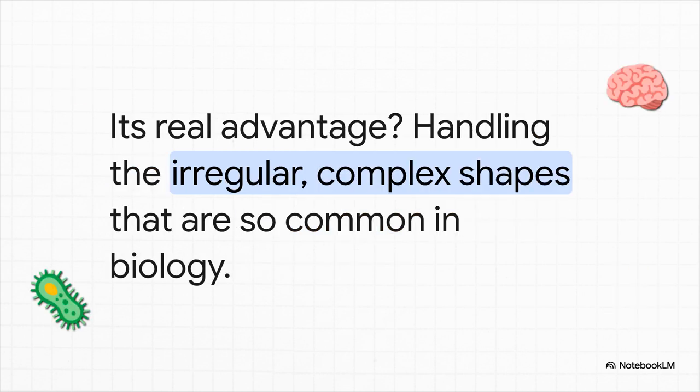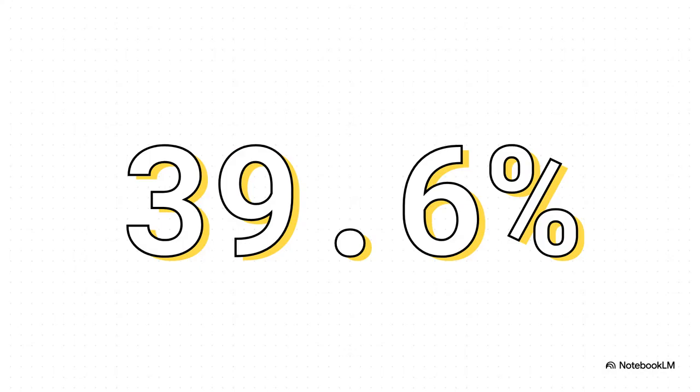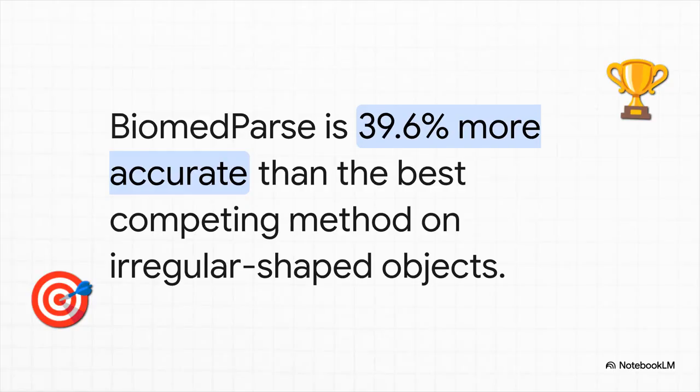But here's its real superpower, the thing that makes it so incredible. Because it's not trapped inside a rectangle, BiomedParse is amazing at identifying the messy, complex, irregular shapes that are just the reality of biology. And we can actually put a number on that advantage. 39.6%. That's how much better it is. When you look at those really tricky, non-rectangular objects, BiomedParse is almost 40% more accurate than its closest competitor. We're not talking about a small improvement here. This is a massive jump in what's possible.